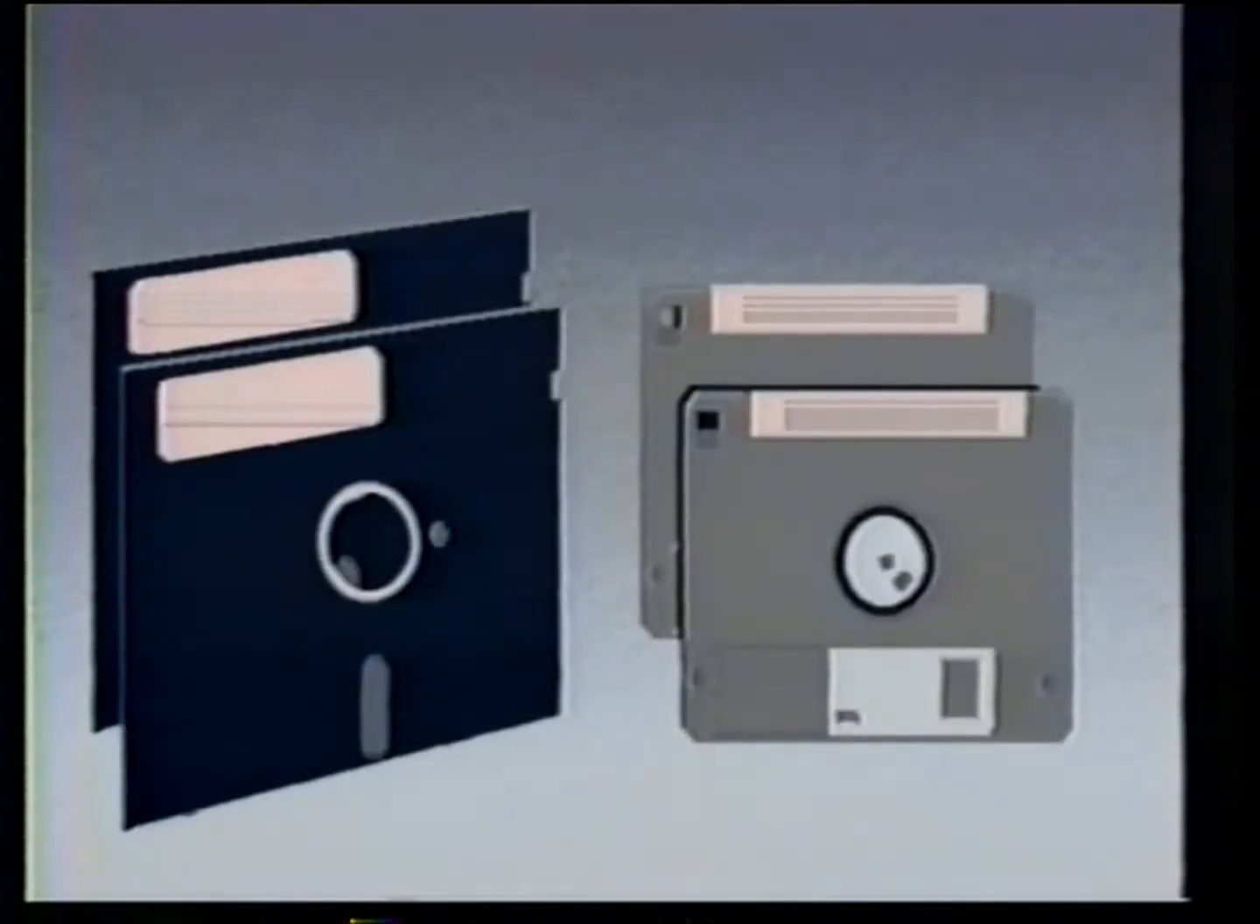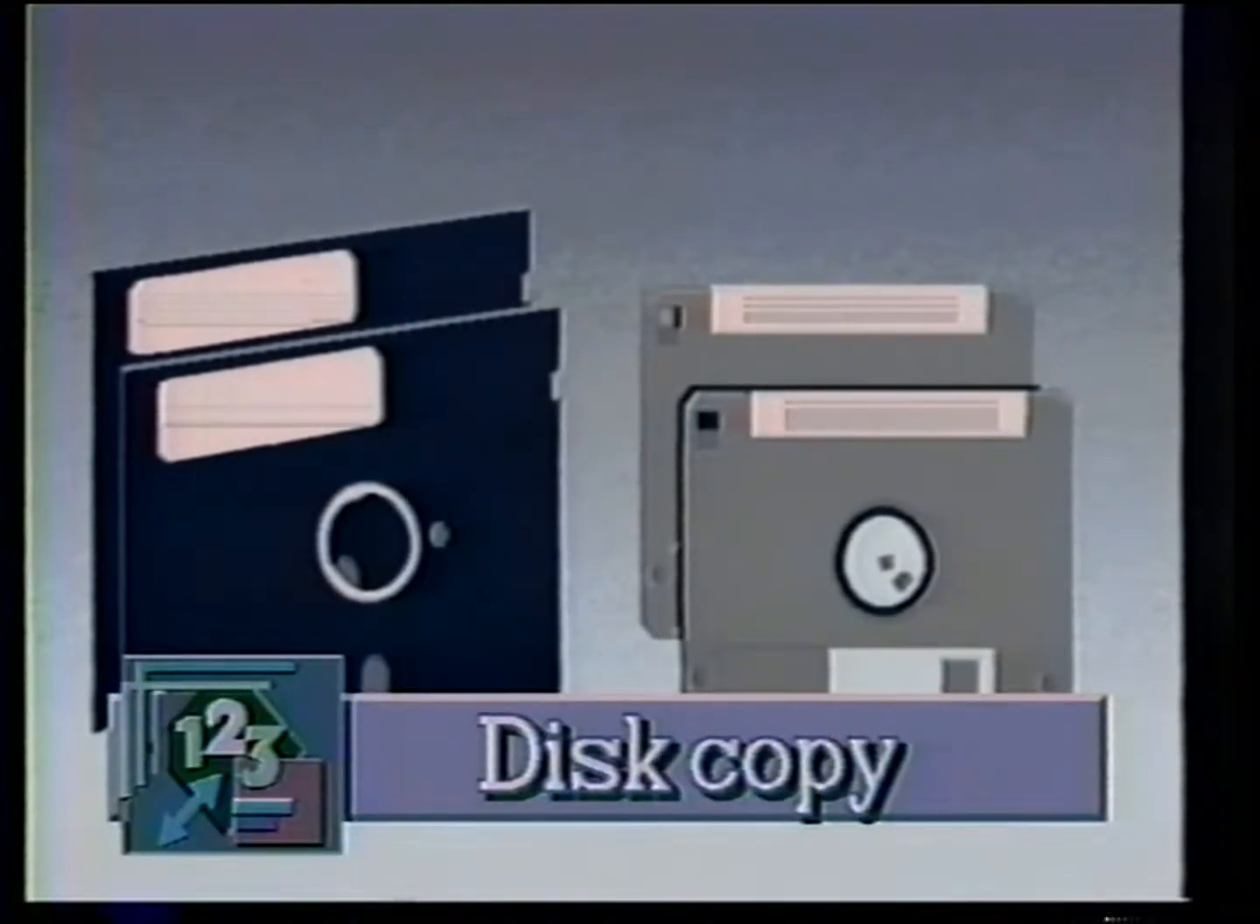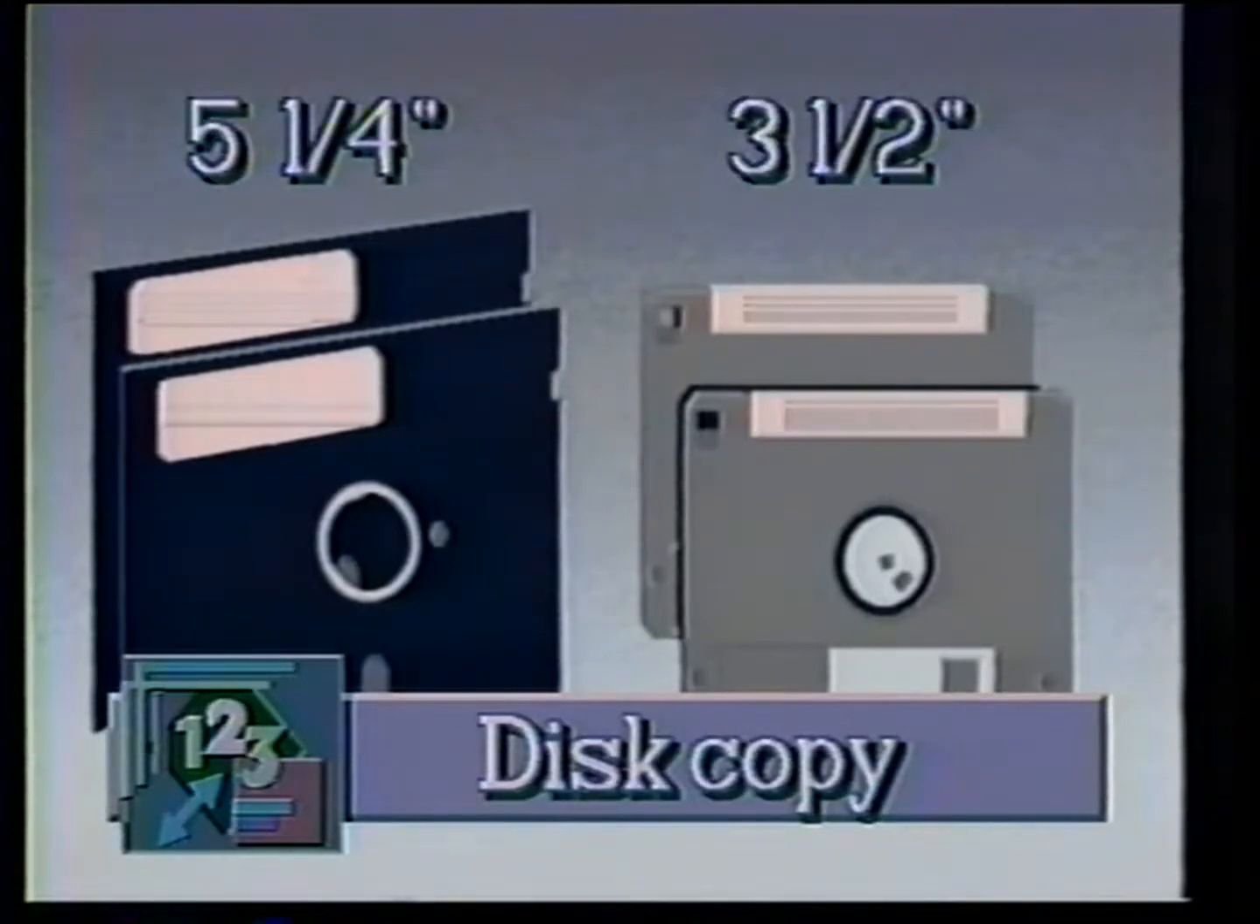By the way, it's a good idea to make a backup copy of the 123 installation diskettes. The disk must be the same density as the disk that came with your 123 package. For example, if you're using 5 1/4 diskettes, you can't back up files or disk copy files onto 3 1/2 diskettes.